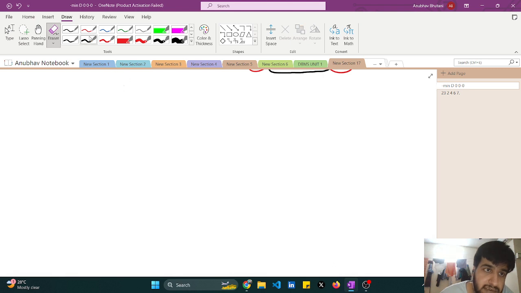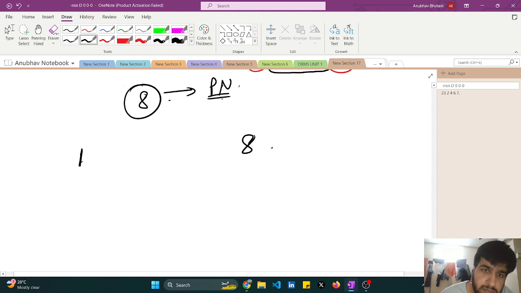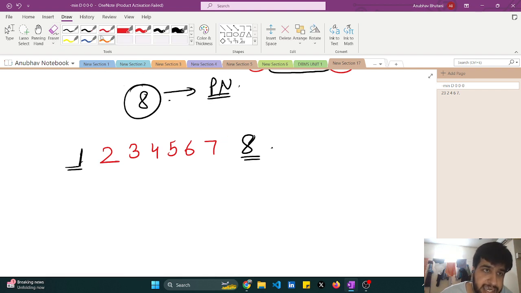Basically, if I take this number 8, so 1 and 8, suppose that this is a prime number. Okay, so 1 and 8 would be factors for sure. If I want to check whether it is a prime number or not, I'll start by iterating from 2, then 3, 4, 5, 6, 7. And I would be checking individual elements like this.